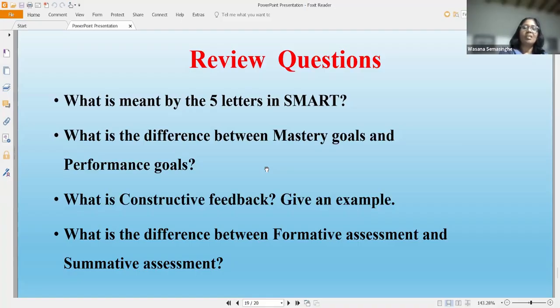Then what is the difference between formative assessment and summative assessment? Just now we finished talking about that. Formative assessments are the assessments we do during the class, during the teaching learning process, and summative assessments are the assessments we do at the end of a unit or at the end of a course for a specific given time period.